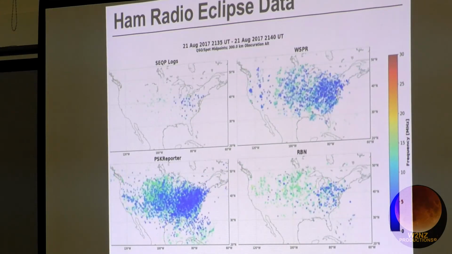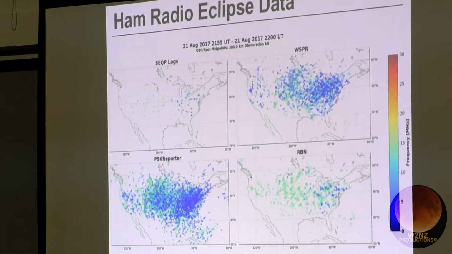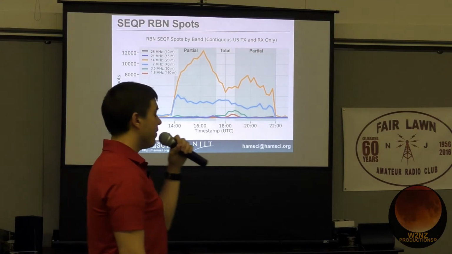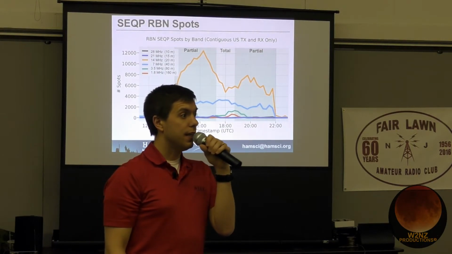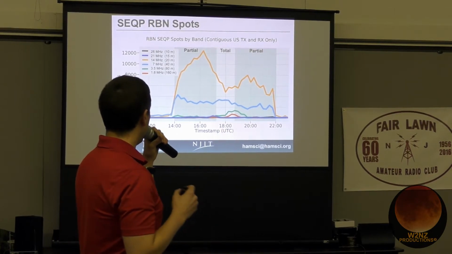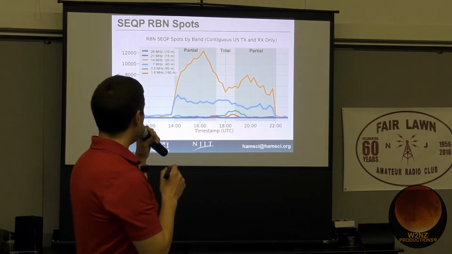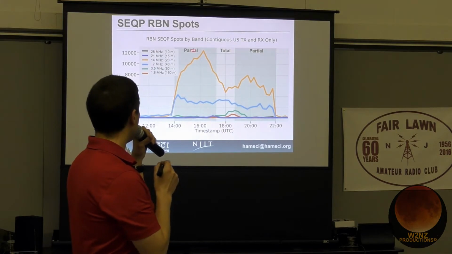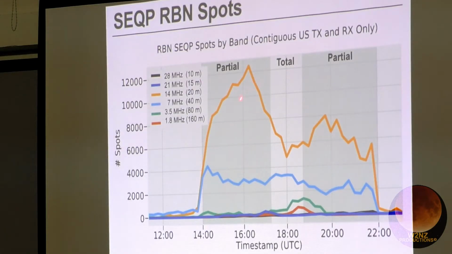So we have a few other ways we can look at the data, or we have been looking at the data. One of the ways is just the simple time series. These are the number of spots from the Reverse Beacon Network over time for each of the different bands. The regions that are gray and partial are where there was partial eclipse somewhere over the continental United States. The region in the middle is the time where totality was somewhere over the United States.